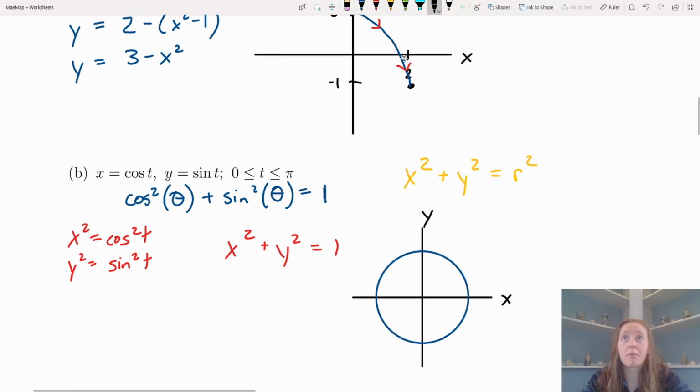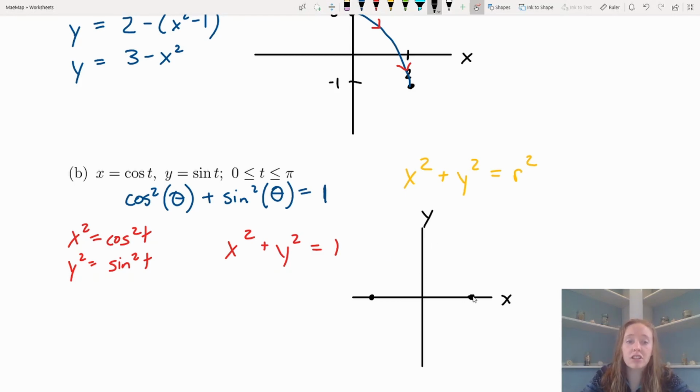However, remember, we have to make sure to check our t values because t is only going from 0 to pi. So because t goes from 0 to pi, think about it. Plugging in 0 for t, cosine of 0, I'm starting at 1 in the x, and then cosine of pi is a negative 1. So I'm actually only going to have half of that circle. And that direction is counterclockwise because I'm starting at this x value and moving to this x value.